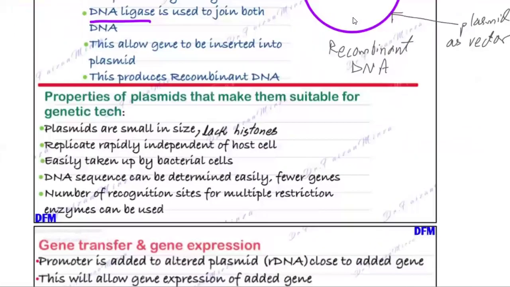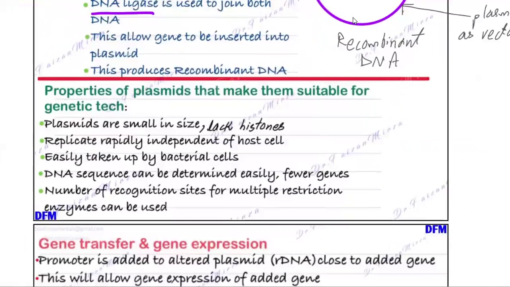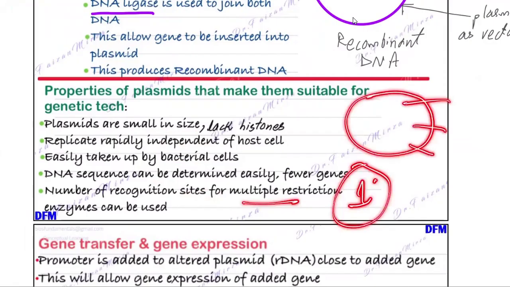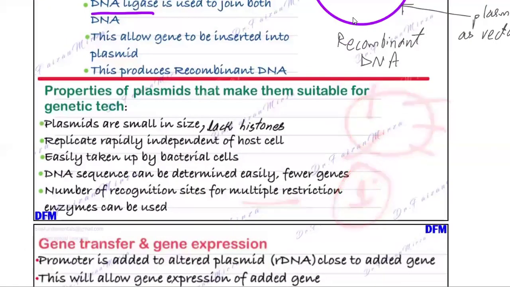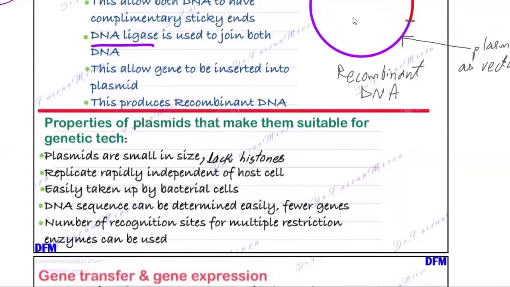What makes plasmids suitable for genetic technology? Plasmids are small in size, they lack histones, they replicate independently of their host cell, and they can be easily taken up by the bacterial cells. The DNA sequence can be recognized easily because there are fewer genes. There are various recognition sites for multiple restriction enzymes. Although we use just one restriction enzyme at a time, we don't want our plasmid to be cut at various restriction sites. Otherwise, we'll fragment this particular plasmid altogether.